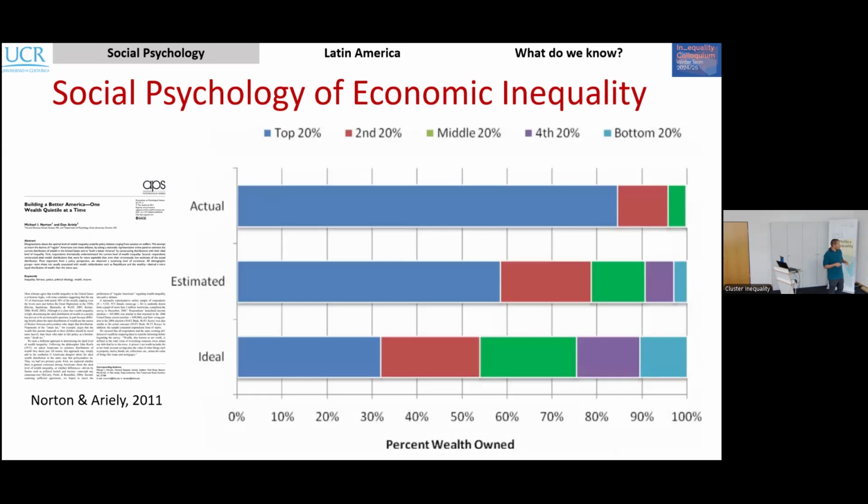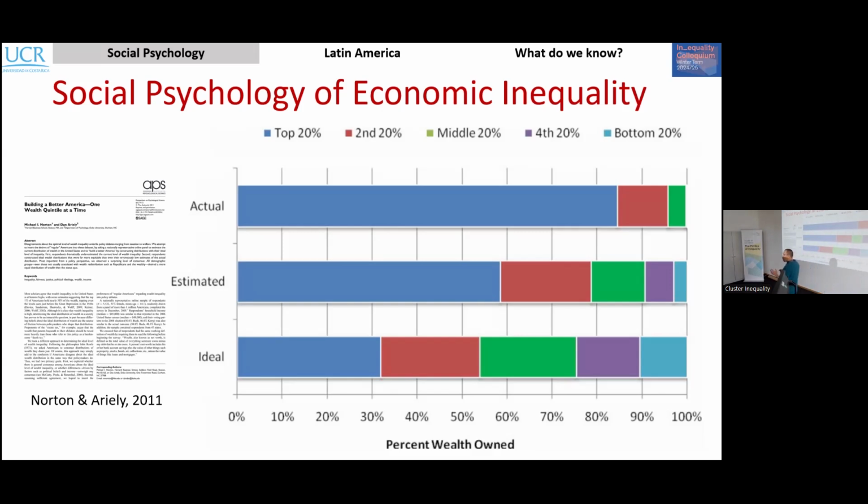Two years later, Norton and Ariely published another influential article. The research that they did was very basic. They asked participants in the States, if you have $100, how would you divide this $100 among 5 groups? And you can see this line here is what objective inequality was in the United States at that time. What is the estimation the participants made about how the $100 is divided, and what was the inequality the participants wanted at that moment?